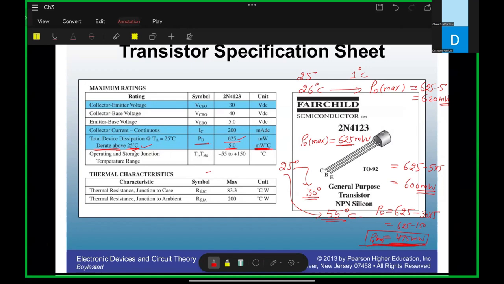So always remember, you have to check how much the temperature is above 25, and you can use this factor. Maybe inside a different table it will be given differently, so just focus on this thing. Another thing is the collector emitter voltage, VCE. The maximum it can handle, VCE maximum, is 30 volt here, right?